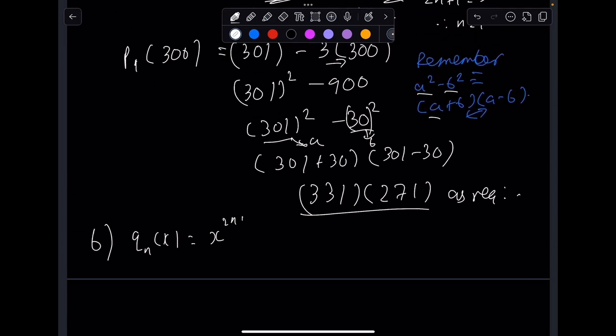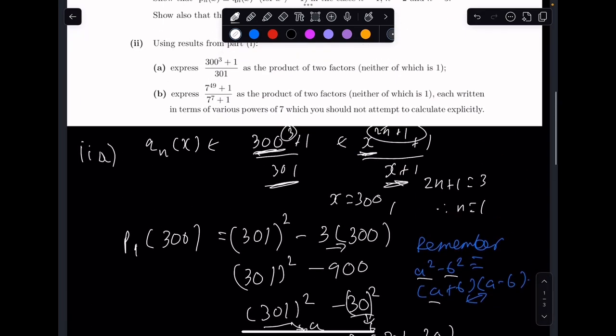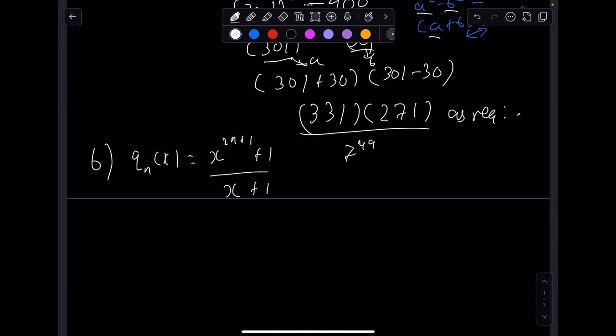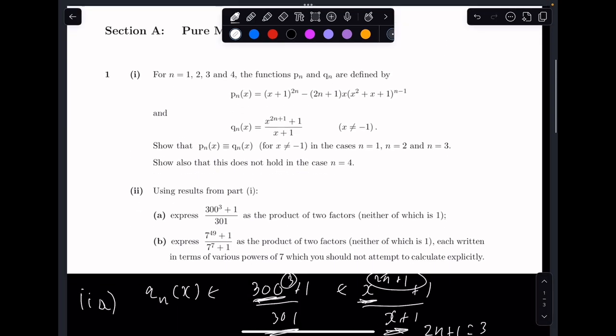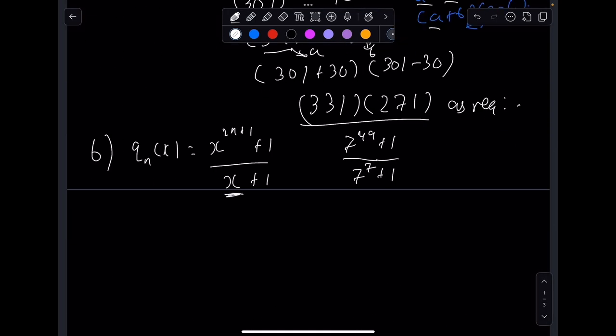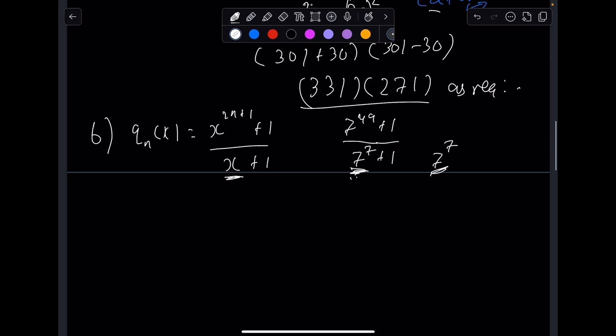x to the 2n plus 1 over x plus 1. And then we have 7 to the 49 plus 1 over 7 to the 7 plus 1, right? So we can clearly see our x is 7 to the 7 straight away, because the denominators match. But this is not the same thing as that, because our x is not 7, it's 7 to the 7.